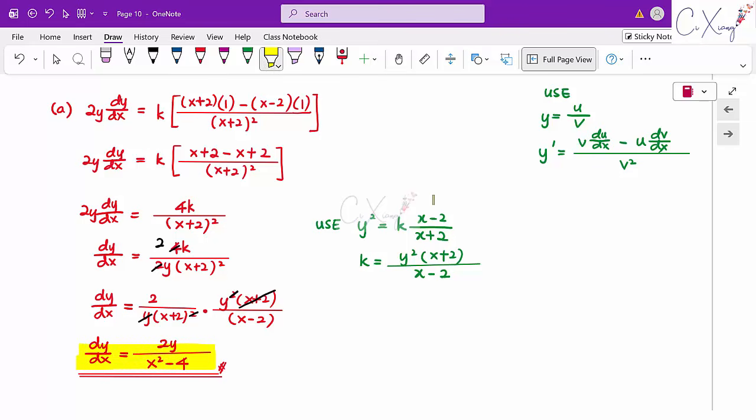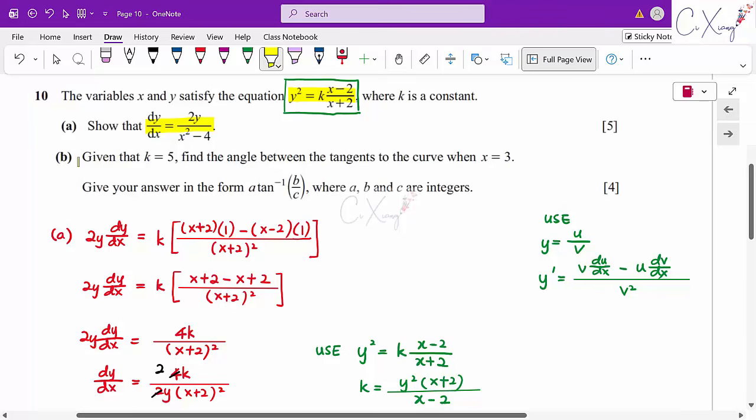Alright, so let's continue for part B. Now they said k equals 5. Find the angle between the tangent to the curve when x equals 3. So they are having two important values now. They tell you that x equals 5 and also x equals 3. Then find the angle between the tangents. Give your answer in the form a tangent inverse b over c, where a, b and c are all integers.